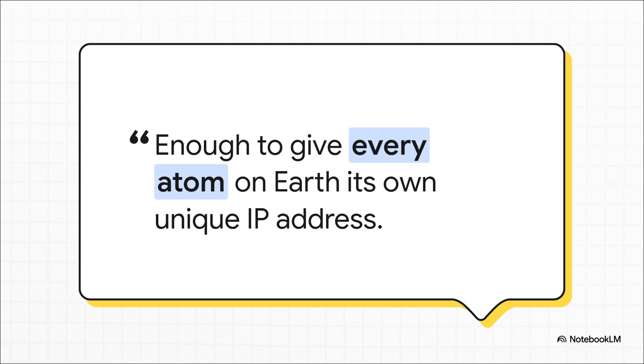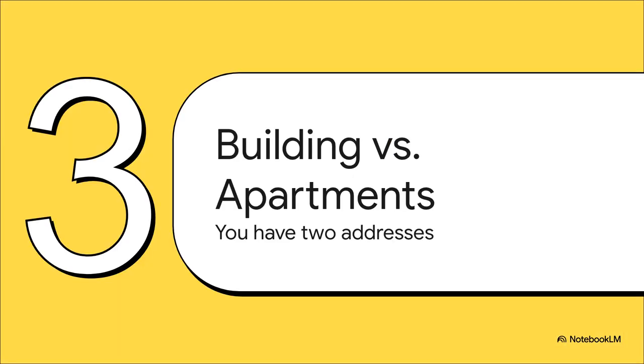Just get a load of this. The number of possible IPv6 addresses is so huge that you could give a unique one to every single atom on planet Earth, and you'd still have addresses left over. This thing has totally future-proofed the internet. We are not running out again. Okay, so problem solved, right? We've got infinite addresses. Well, not so fast.